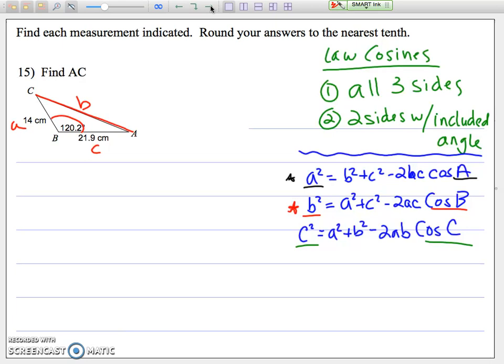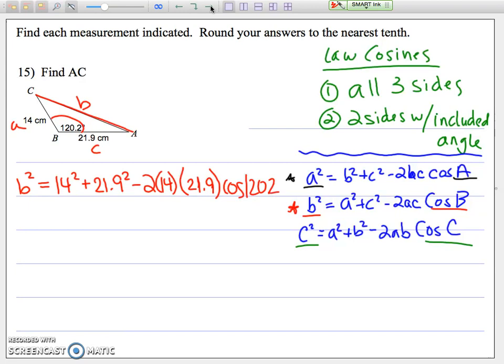So in this situation, I'm going to do b squared is equal to a squared plus c squared minus 2 times a times c times the cosine of angle B, which is 120.2. I type all that in my calculator.